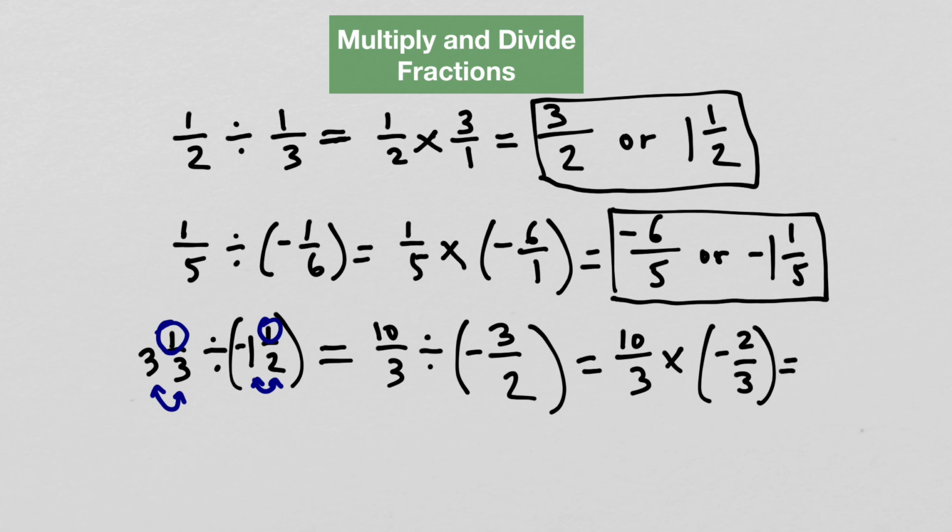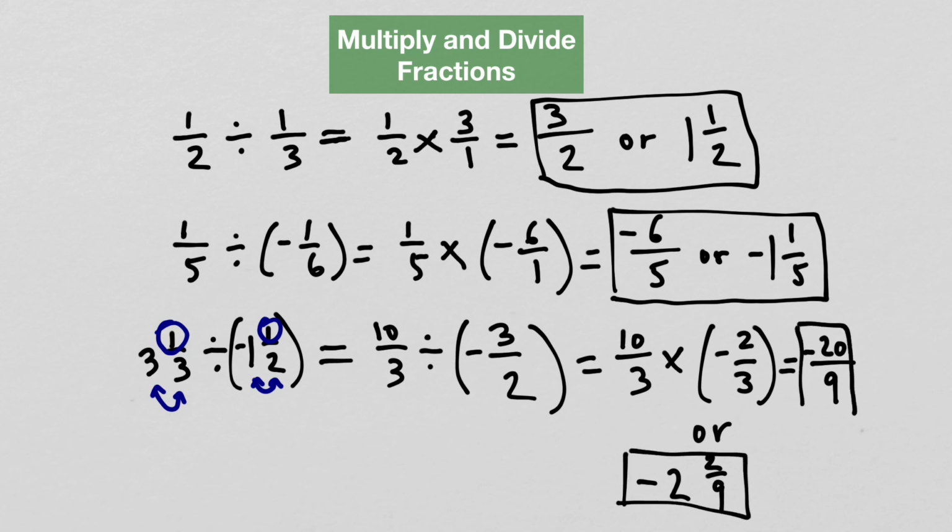Okay, now it's just multiplying across, so 10 times negative 2 is negative 20. 3 times 3 is 9. Okay, so negative 20/9, or if we want to change this into a mixed number, it would be negative 2 and 2/9. Okay, either one of these answers would be correct.